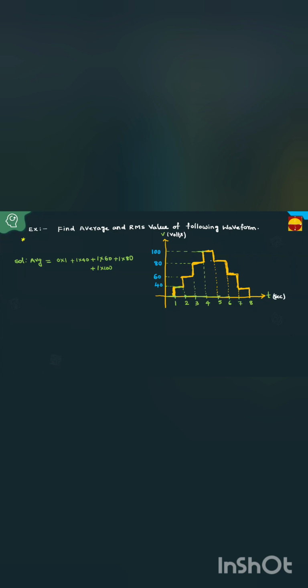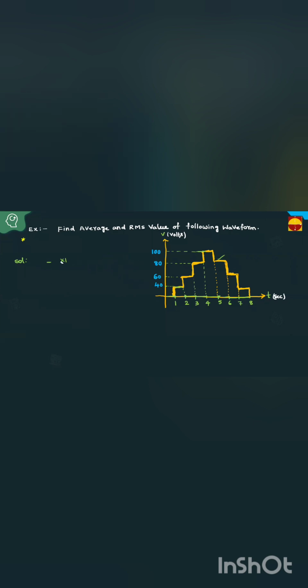5 to 6 is 1. This amplitude is 80. 1 into 80. Plus 6 to 7 is 1. This amplitude is 60. 1 into 60. Plus 7 to 8 is 1. This amplitude is 40. 1 into 40. Clear, friends? If you want clearly, once again I'm writing.